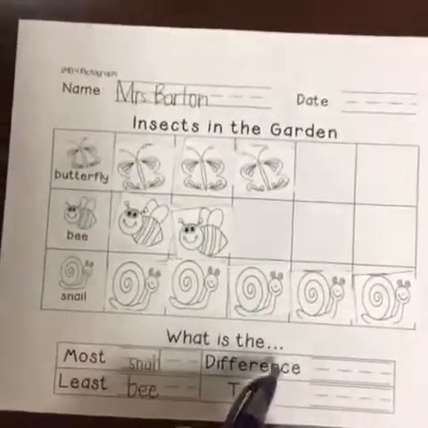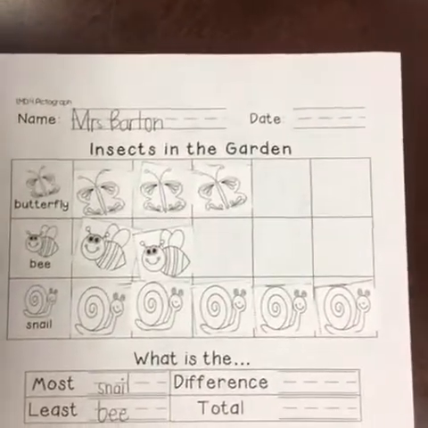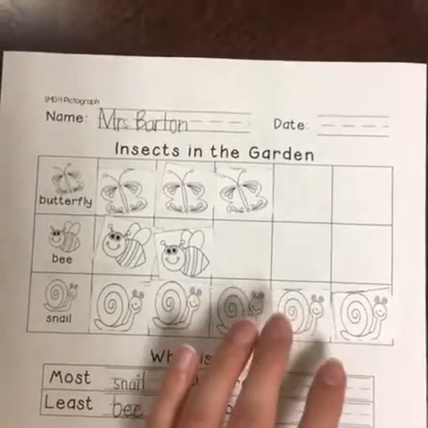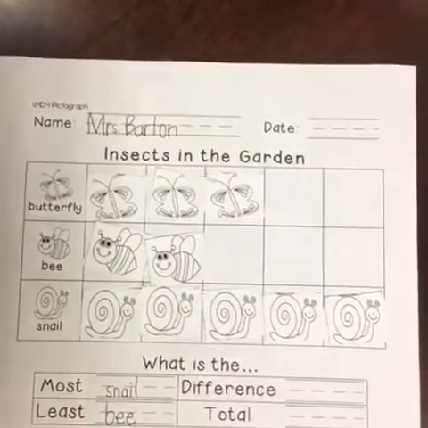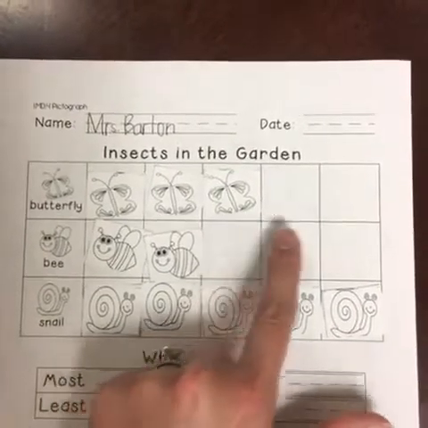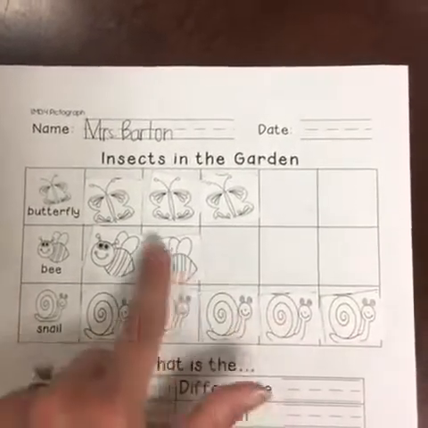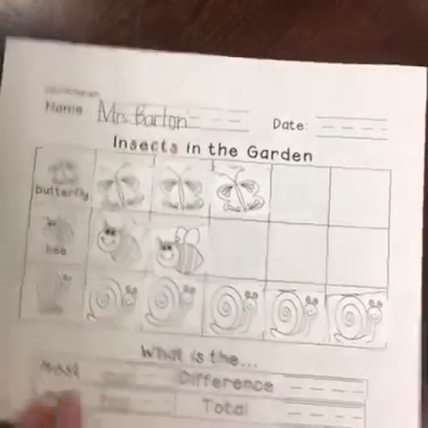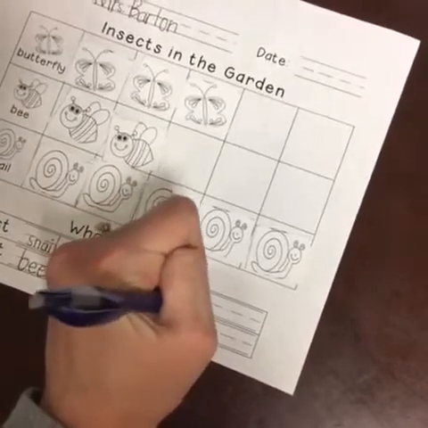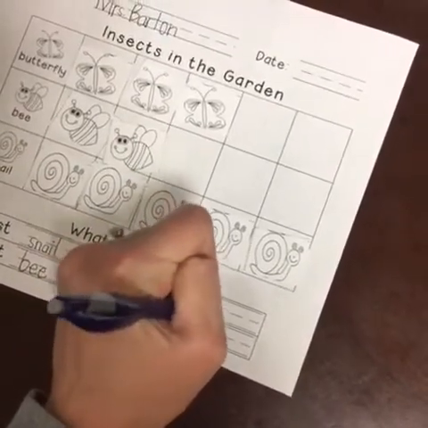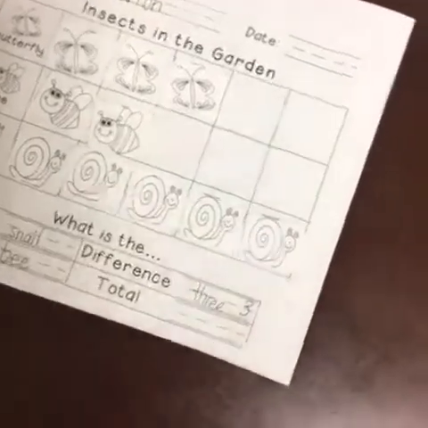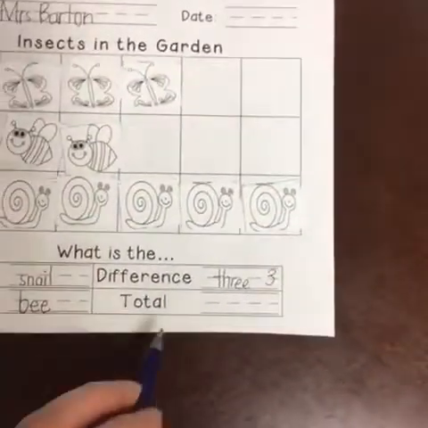Now it wants to know the difference. Remember, difference means that I'm subtracting. So how many more snails do I have than bees? Who can tell me? That's right, 1, 2, 3. I have 3 more snails than I do bees. So I have 3, or you could just write the number 3. Totally up to you.